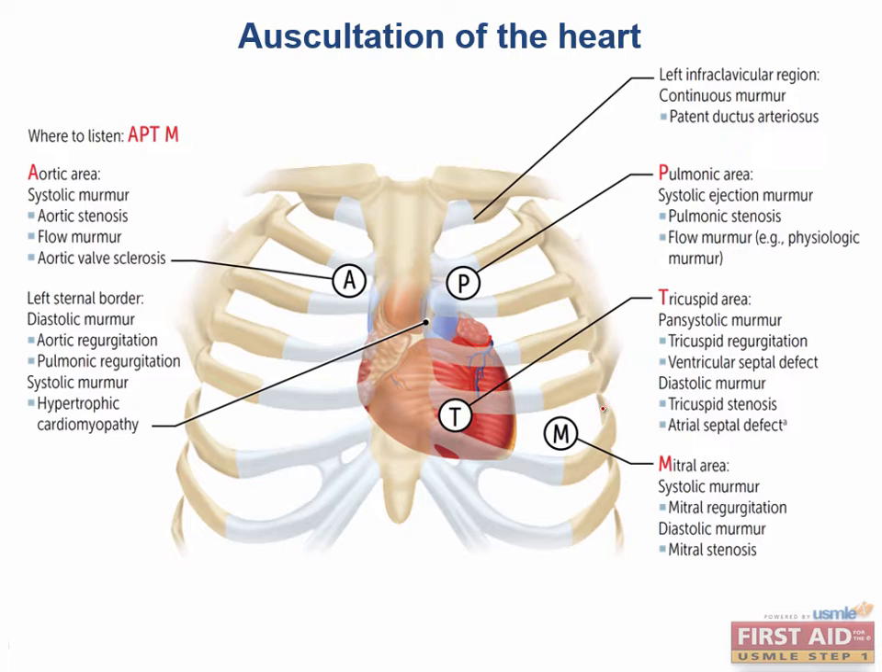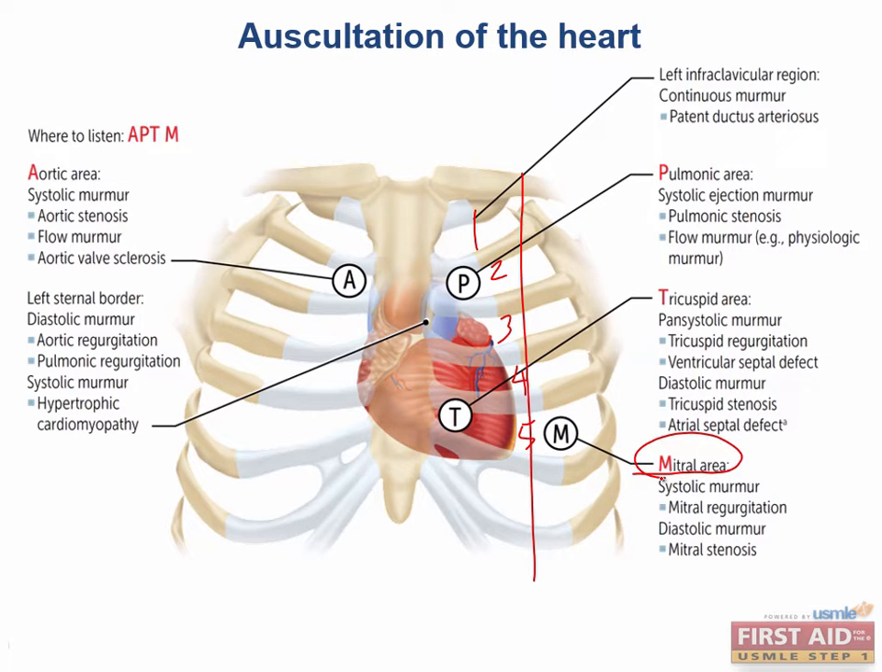Remember that. A commonly tested example is if a murmur is heard near the mid-clavicular line in the fifth intercostal space. So here, 1, 2, 3, 4, 5. Which valve are we listening for here? We're talking about the mitral area.